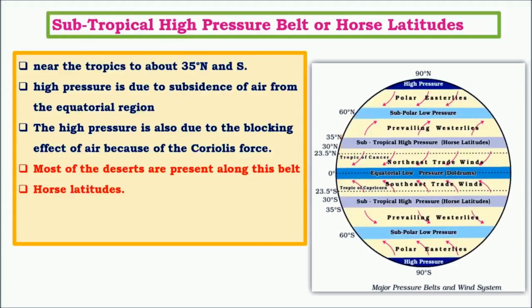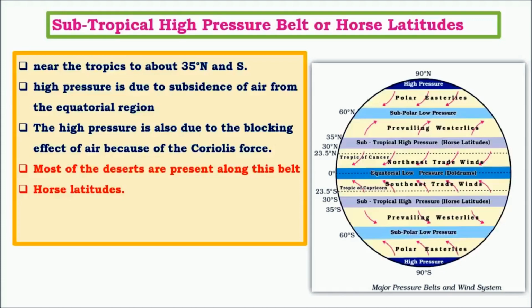So this blocking effect gives rise to a high pressure belt where there is convergence in the upper layers and the air falls to the ground, and there is divergence at the lower layers. So the lower layers are associated with high pressure. The high pressure system is due to the blocking effect of winds which are moving in the upper levels of the atmosphere. Most of the deserts are present along this belt. This is the most important point. I'll explain this in the future slides.